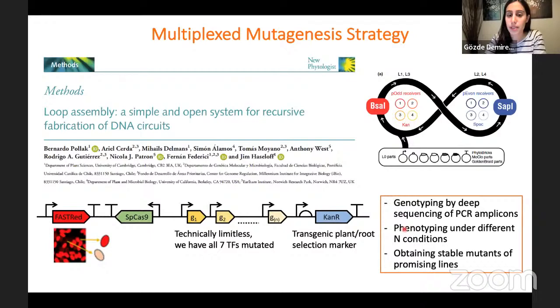So we were able to see some of those transcription factors and interactions allowing us to grow tomato with less nitrogen input. Because these hairy roots are not real stable transgenics, we are in the process of creating stable mutants of these promising lines through callus-induced mutagenesis, the traditional way of doing transformations in tomato.